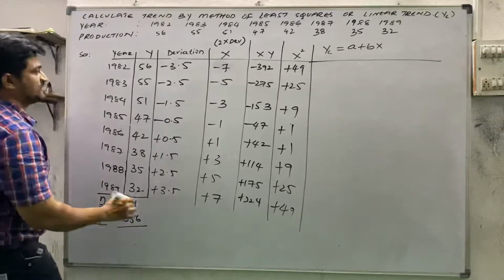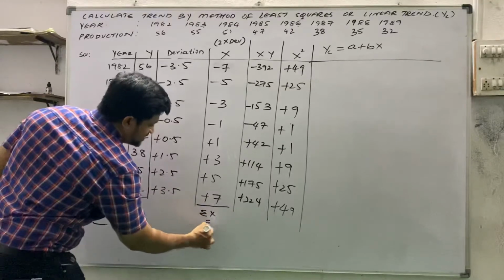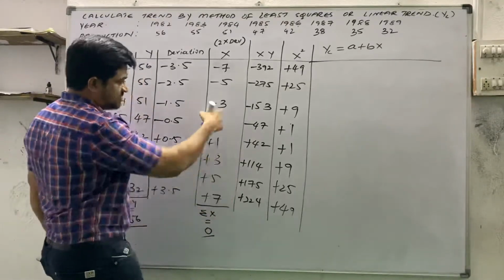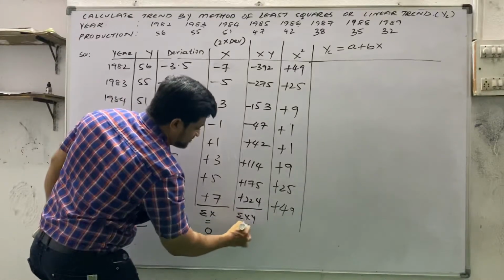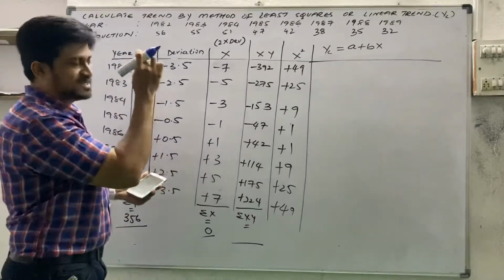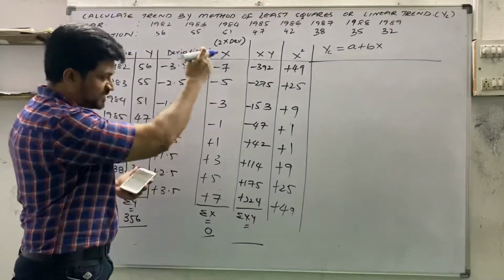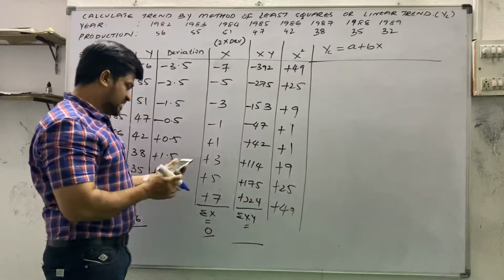356. Then we have summation x, which is 0. Negative and positive same values are there. Then summation xy. We have to find the total of this one by using a calculator. First type minus 392, minus 275, in that order. So sigma xy will be minus 312.